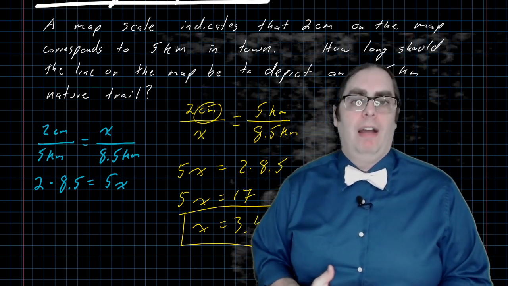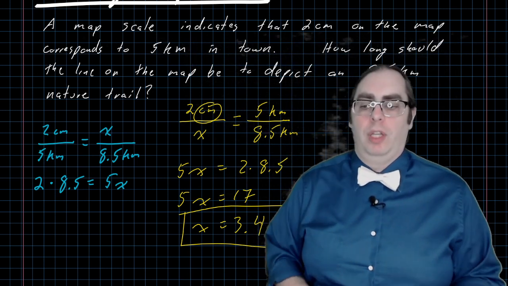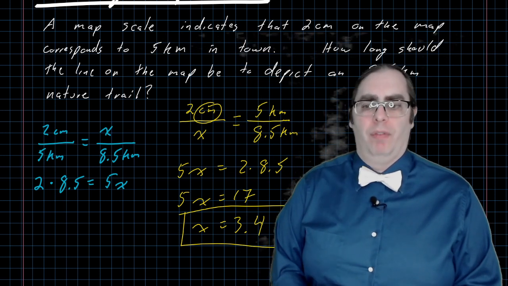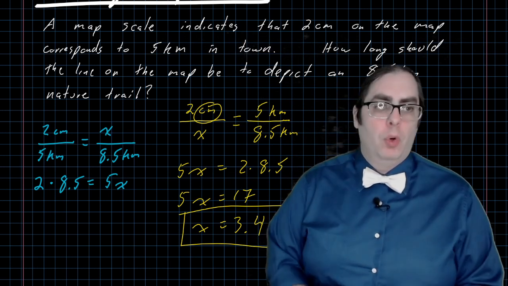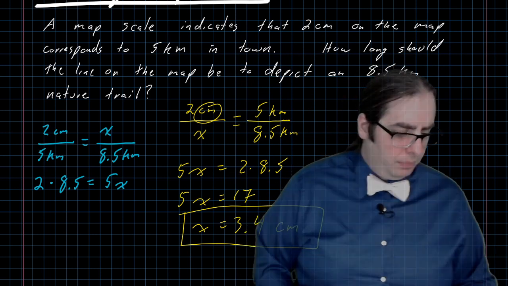Making sure that you have your corresponding things lining up either horizontally or vertically, your proportion will work out. You will be able to solve the problem. So more than one way to go about it. They all have that in common. How about one more completely unrelated example?